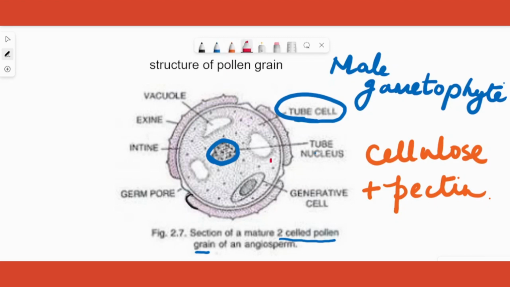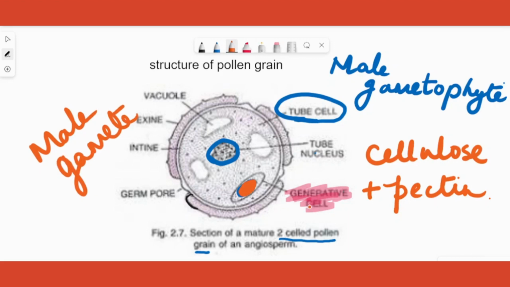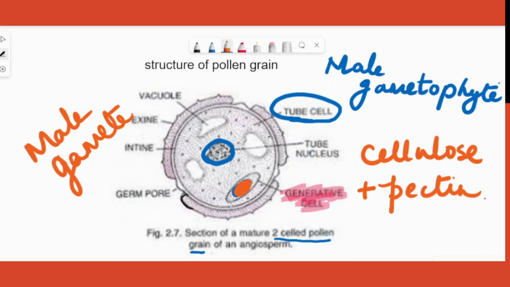Next cell, which is actually the hero of our story, is the generative cell. The generative cell is the one that contains the generative nucleus, or the male nucleus. Male gamete is the nucleus inside the generative cell. This much you should know with respect to pollen grain. I hope it is clear. I'll see you in the next video with megasporogenesis. Thank you.